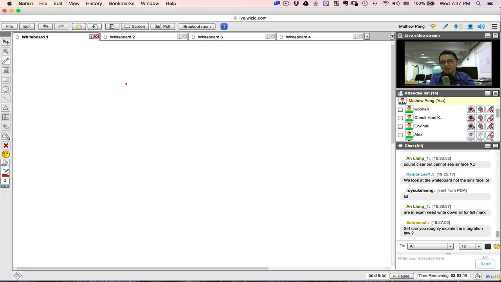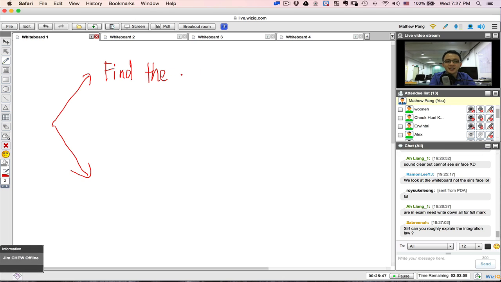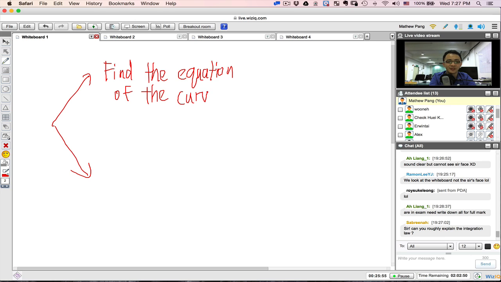Before I explain the integration law, I actually want to tell you what integration is. Normally with integration, we have two functions. One function of integration is to find the equation of the curve. You have only one way to find the equation of the curve in your exam, which is you must integrate the gradient, then you can get the equation of the curve.